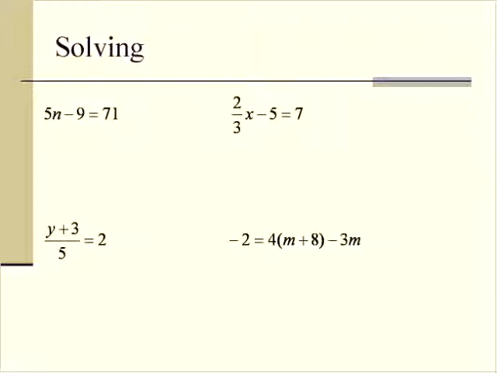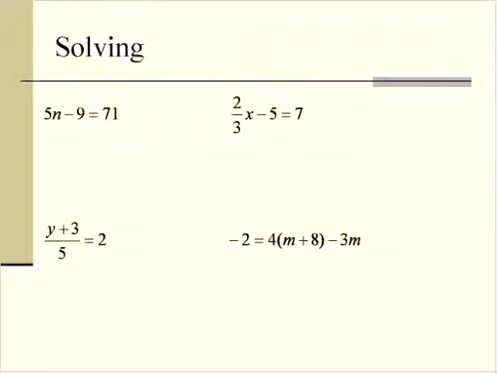So I've got a couple problems here. The first thing that you want to do is find your variable. N is being multiplied by 5 and having 9 subtracted from it. Those are the two operations that you need to undo. And you're going to undo the last one first and then undo the first one.